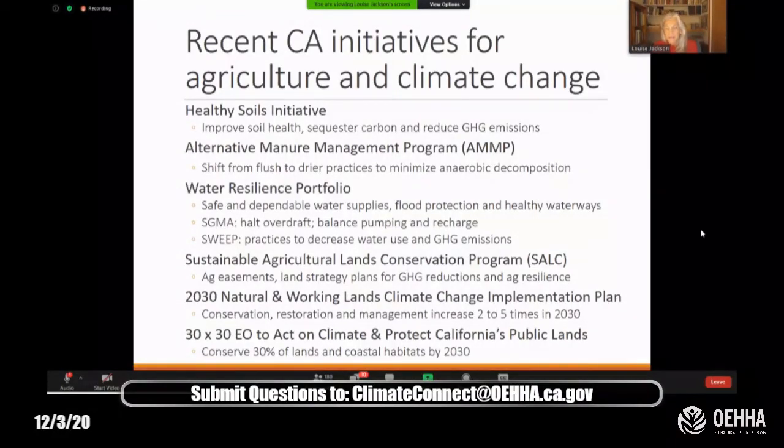Another idea might be to look at the so-called climate smart programs: healthy soils, manure management, SWEEP for water efficiency and reducing greenhouse gas emissions. Look at the grants that have been funded through time and just track how people's priorities have changed, even in the few years of these projects.